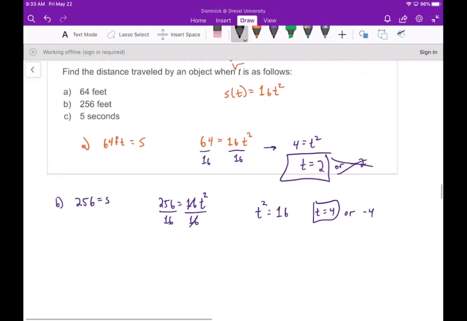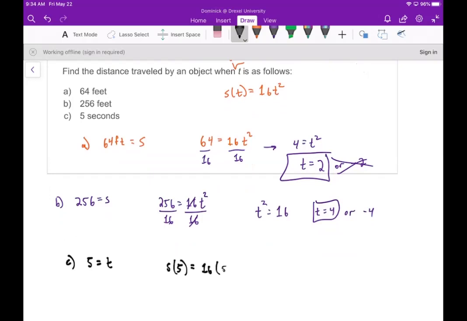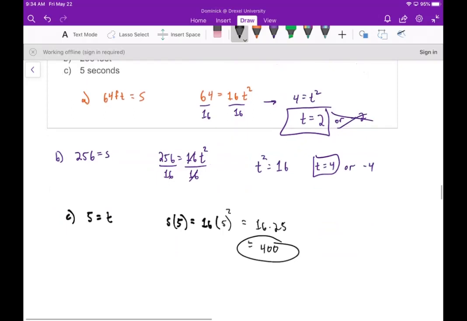Okay, now in part C, finally, they're giving you a t value. They're giving you 5 seconds, so that's equal to t. So now we want to find what S of 5 is. So 16 times 5 squared. So we get 16 times 25, which if you multiply those together should be 400. So that means that after 5 seconds, it's fallen 400 feet.